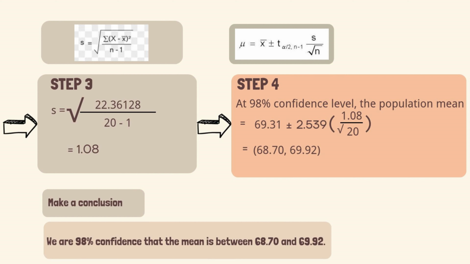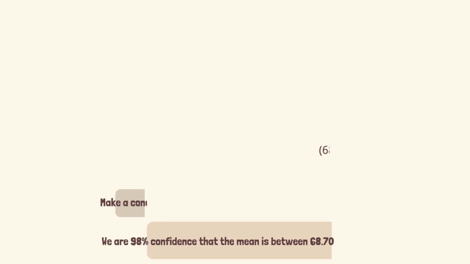The last calculation step, we use the sample mean, which is 69.31, plus or minus the critical value 2.539 times the standard deviation 1.08 divided by square root of 20. Hence, the confidence interval is 68.70 to 69.92. As a conclusion, we are 98% confident that the mean is between 68.70 and 69.92.